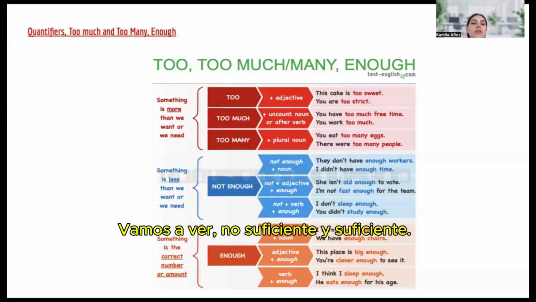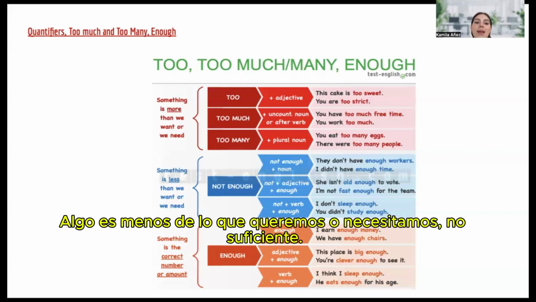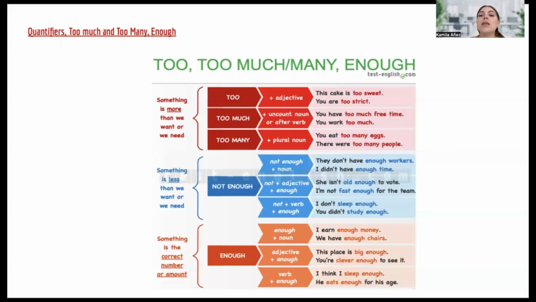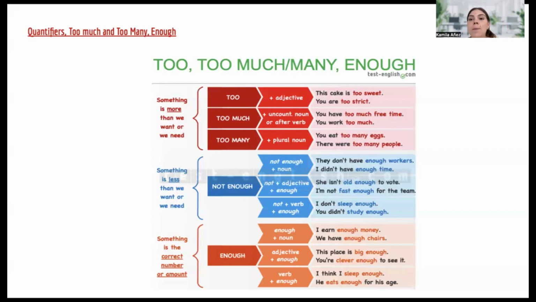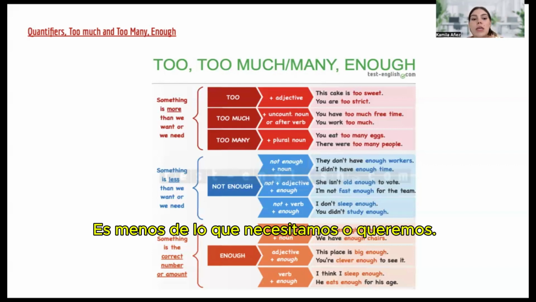Let's see, not enough and enough. Let's see the difference between these two. Something is less than we want or we need. Not enough means that something is less than we need or we want, okay?